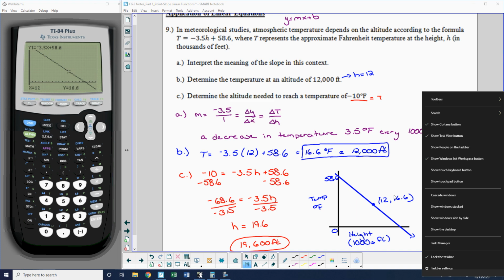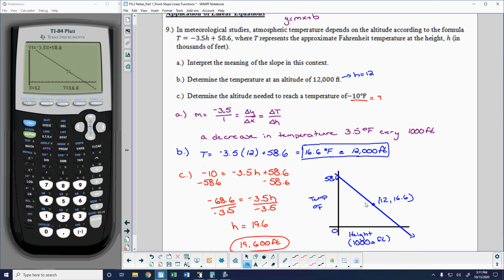That's all the work that we'd need to show or be required to show if we wanted to solve this graphically. We'd sketch the graph, we'd label that point that we found on the calculator, and now we can add context. The temperature is going to be 16.6 degrees Fahrenheit at 12,000 feet.